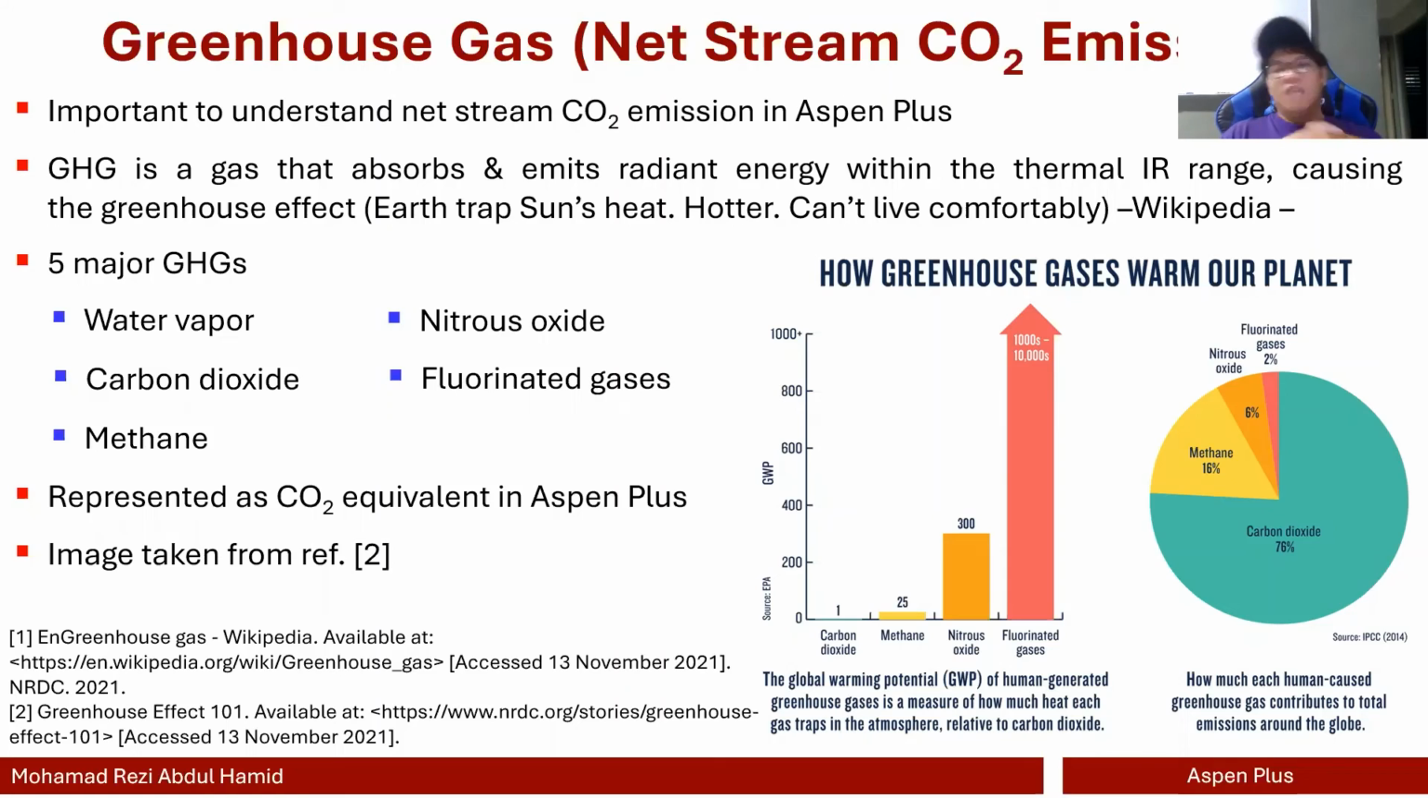If you remember, or if you do a quick Google search or journal reading, you will see that there are 5 major greenhouse gases. The first one is water vapor. The second one is carbon dioxide. The third one is methane. The fourth one is nitrous oxide. The fifth one is the fluorinated gas. Now, in Aspen Plus, 1 kilogram of methane is equal to 25, meaning that it is 25 times more potent.